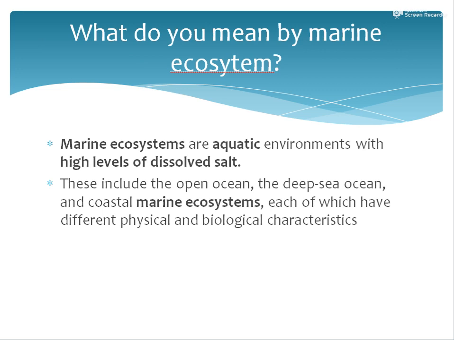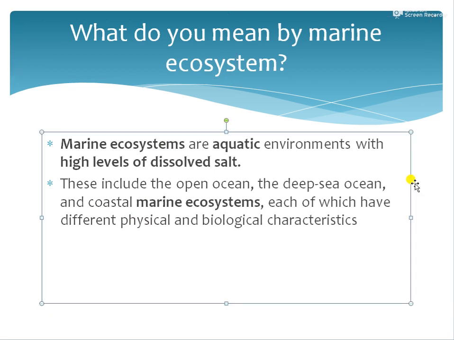And what do you mean by the marine ecosystem? Marine ecosystems are aquatic systems which have high levels of dissolved salt. They could be either the open sea, the open ocean, the deep sea ocean, or the coastal marine ecosystems. All of these ecosystems, which we consider here as the category of marine ecosystem, are characterized by the presence of high levels of dissolved salt.